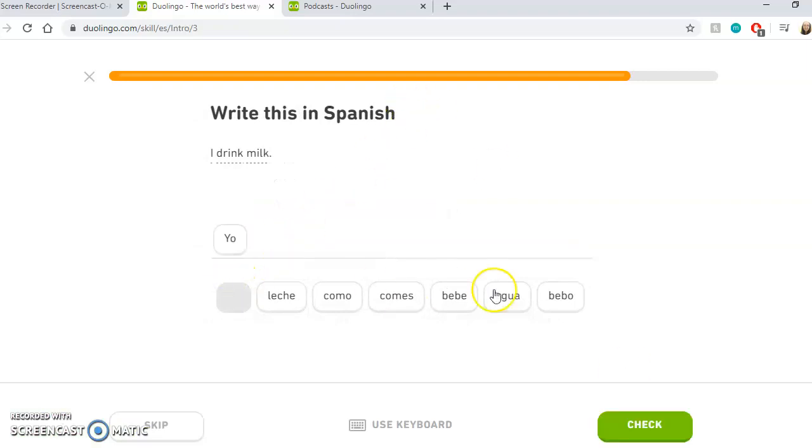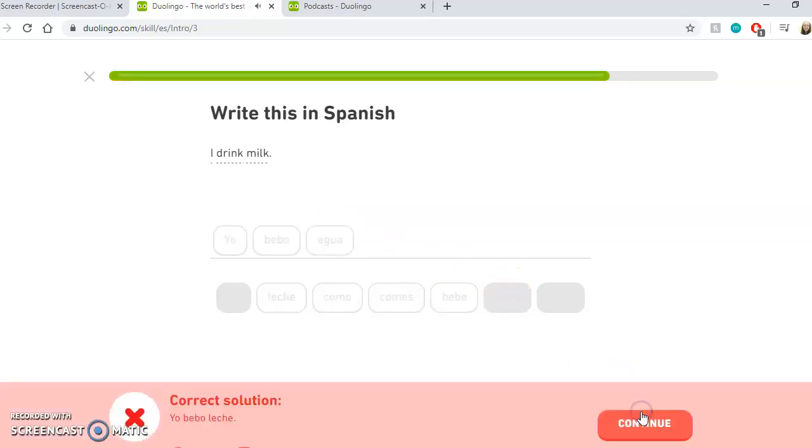I drink milk. But let's see, what's going to happen if I don't know how to say milk? Oh no, I got it wrong. But it says at the bottom here what the correct solution is, what the correct answer is. Therefore, I should have done leche instead of milk. Leche instead of agua.